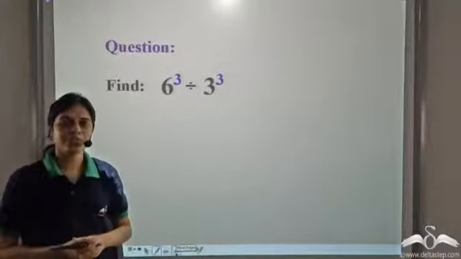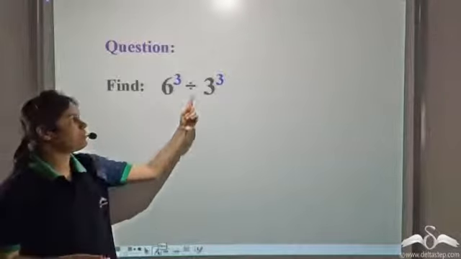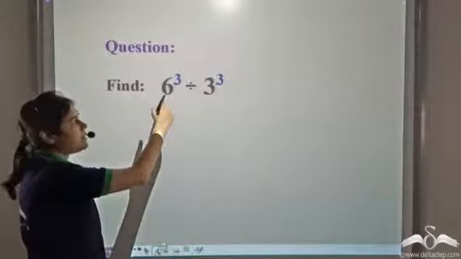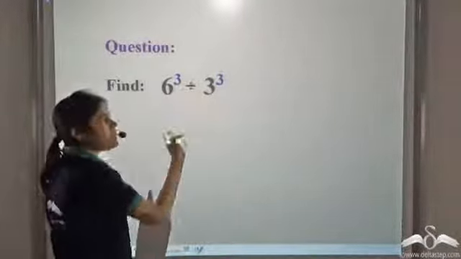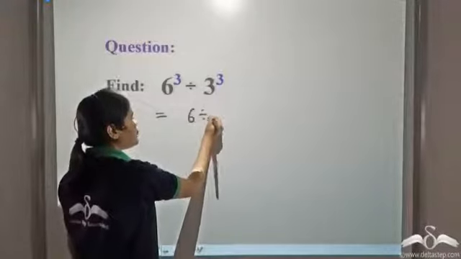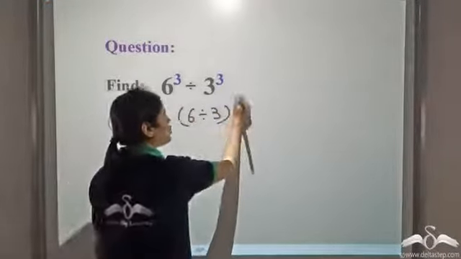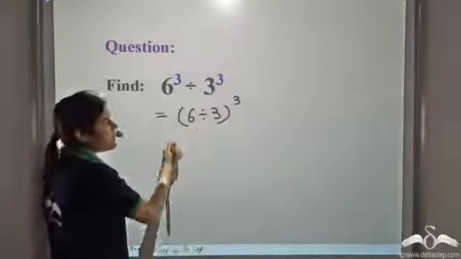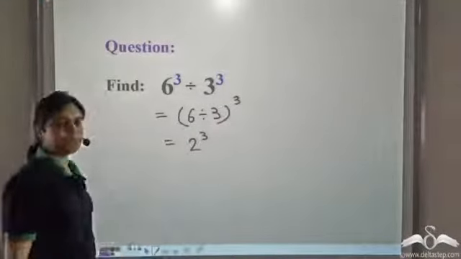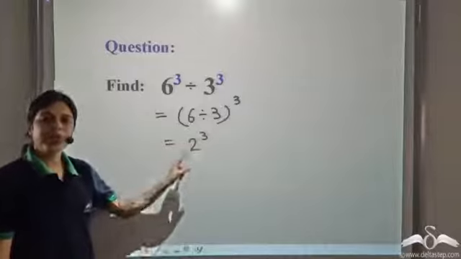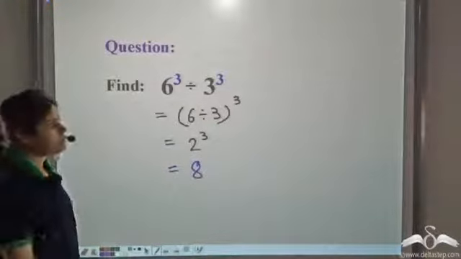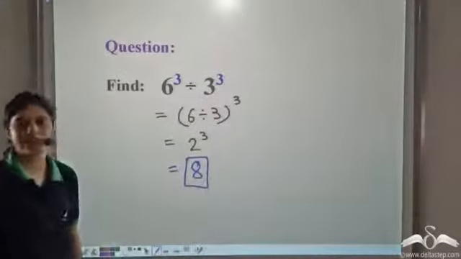Now can you solve this question? We have 6 cube divided by 3 cube. So we have two exponential numbers being divided. They have different bases but same powers. So we can divide the bases. We can write it as 6 divided by 3 whole cube. Now 6 divided by 3 is equal to 2. And this 3 is there in the power. So 2 to the power 3 is 8. So the solution to this problem is 8.